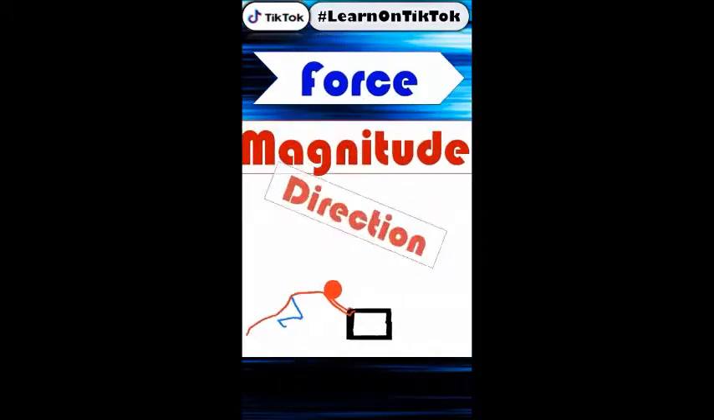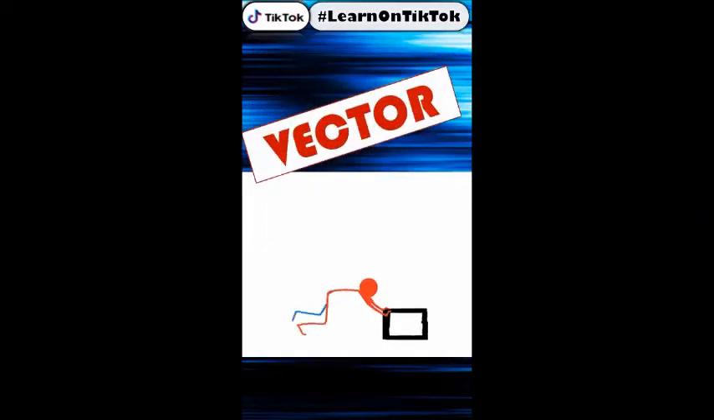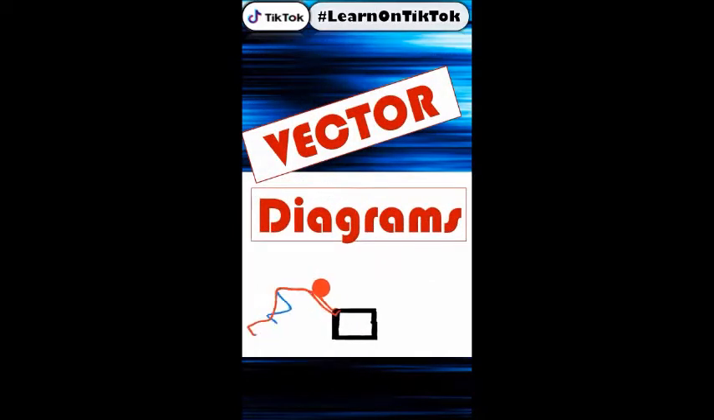Force has magnitude as well as direction. Therefore, it is a vector quantity. Force can be represented by arrows in a diagram so that it will be easier to solve such problems in physics.